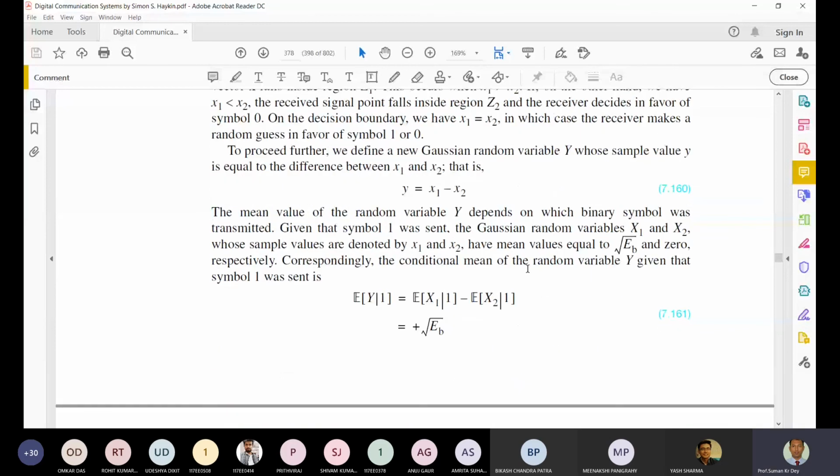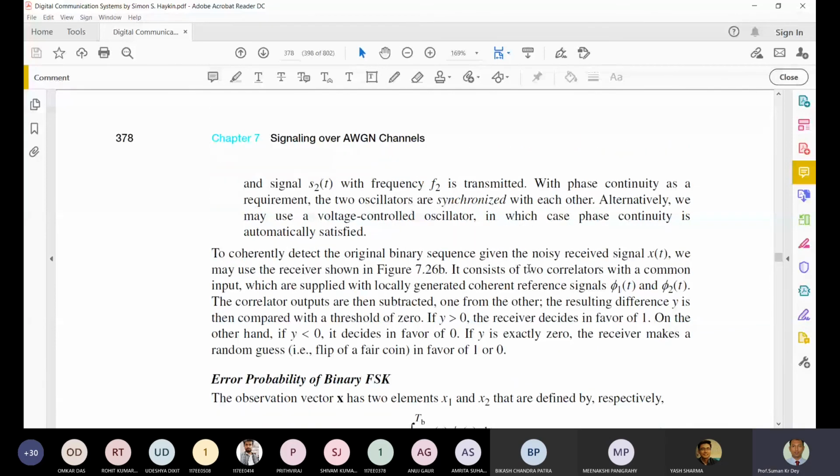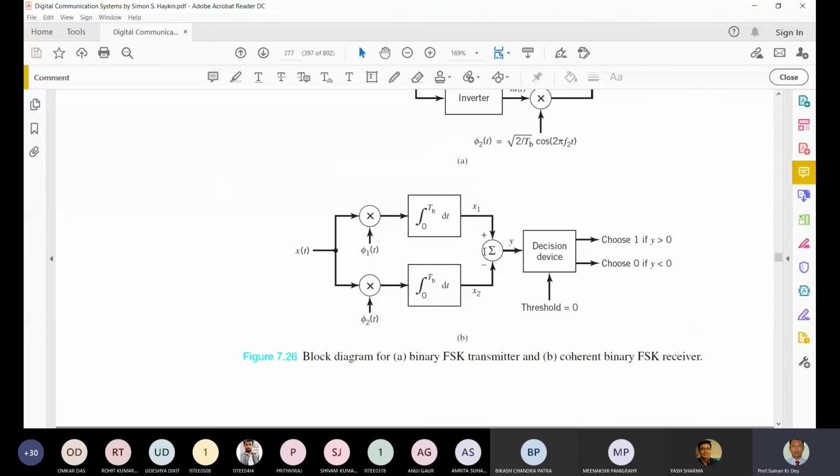If we see the figure, there are two values S1 and S2, and we get another random value Y from there, and we take the decision based on the value of Y. If Y is greater than 0, it indicates that 1 was sent, so the decision will be taken for bit 1. If Y is less than 0, it will be considered that the 0 bit was sent.